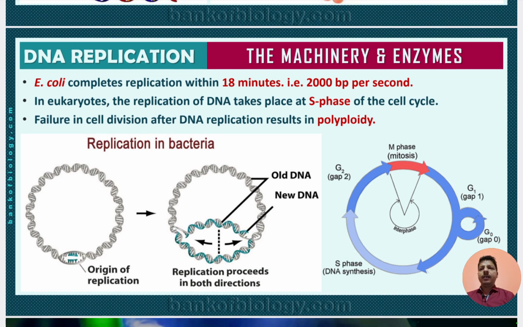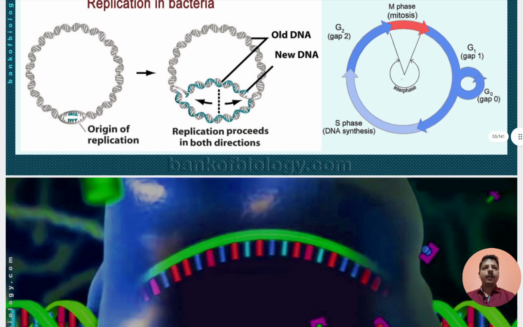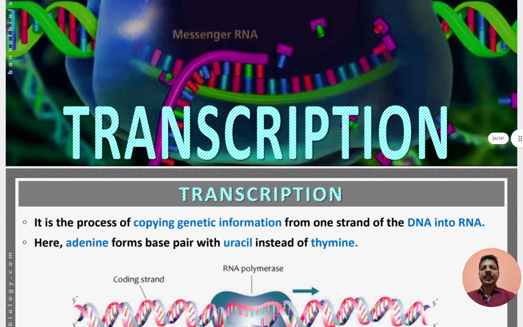You can see E. coli completes replication within 18 minutes, that is 2000 base pairs per second. In eukaryotes, the replication of DNA takes place at the S phase of the cell cycle, the synthesis phase, DNA synthesis phase. Failure in cell division after DNA replication results in polyploidy. Then we come to transcription.